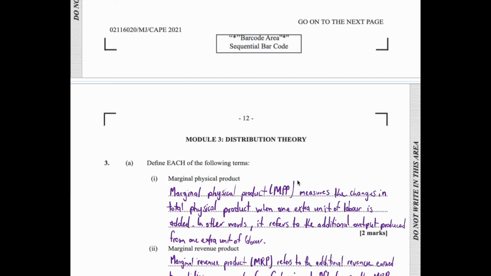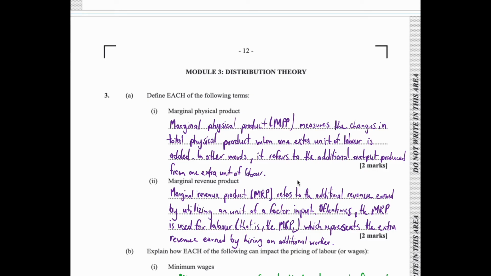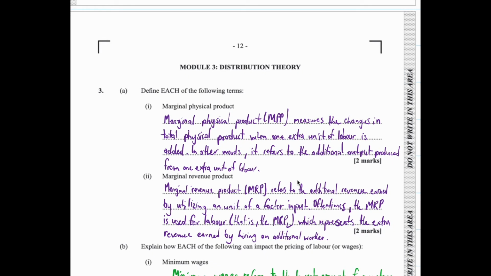So define each of the following terms. Marginal physical product, MPP, refers to the changes in total physical product when one extra unit of labor is added. In other words, it refers to the additional output produced from one extra unit of labor. So anything marginal, you always have to talk about additional or extra. Always remember that. So moving on to marginal revenue product.